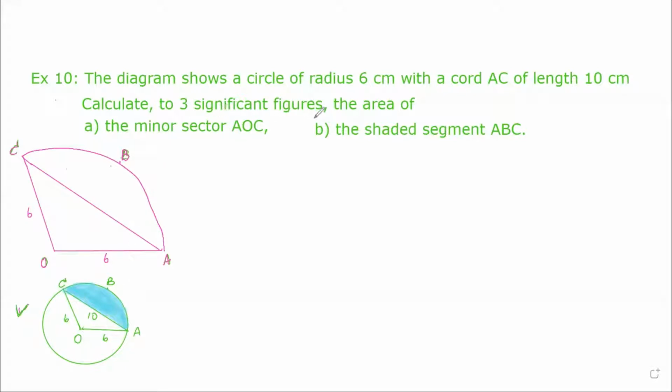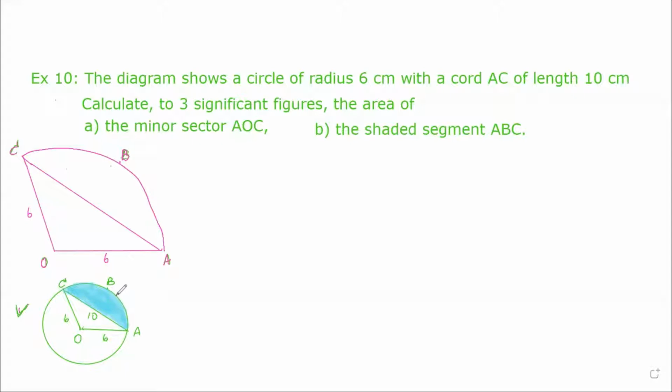Calculate, to two significant figures, the area of A, the minor sector AOC. That means the minor, so you see AOC, that means this piece, okay? The minor, the small one, the small area. If bigger, it should be below here, okay? So just say AOC, the sector AOC, or you can read AOCB, it doesn't mean the whole area. This one is called minor sector AOC. Then B, the shaded area, segment ABC, that means the blue color here, okay? That's the one they want us to find, the shaded area, segment ABC.